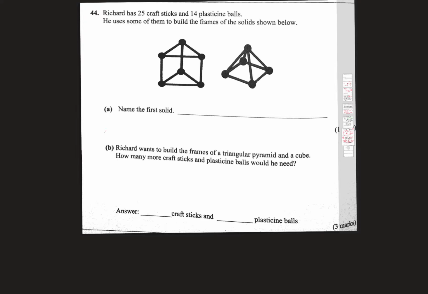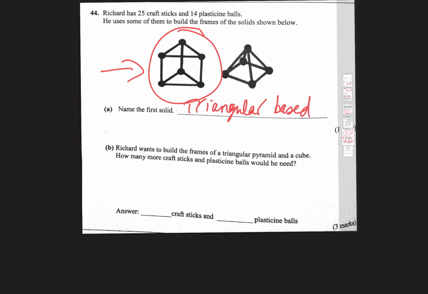Now part A is the easy part. This is basically just us having knowledge, so this is the use of knowledge part of the essay syllabus. Name the first solid. So we have to look at the first solid, which is this one here. And this is known as a triangular based prism or triangular prism.